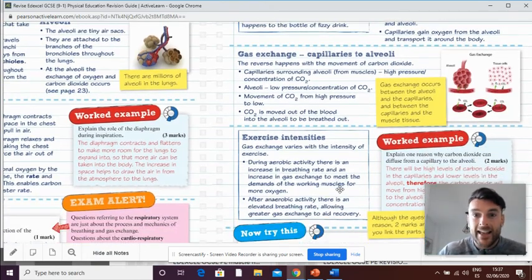Exercise intensities. Gas exchange varies with intensity of exercise. During aerobic activity, there is an increase in breathing rate.